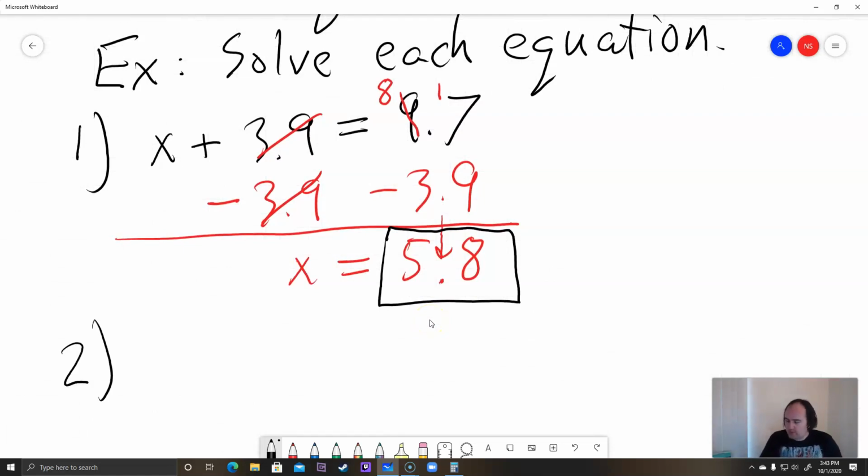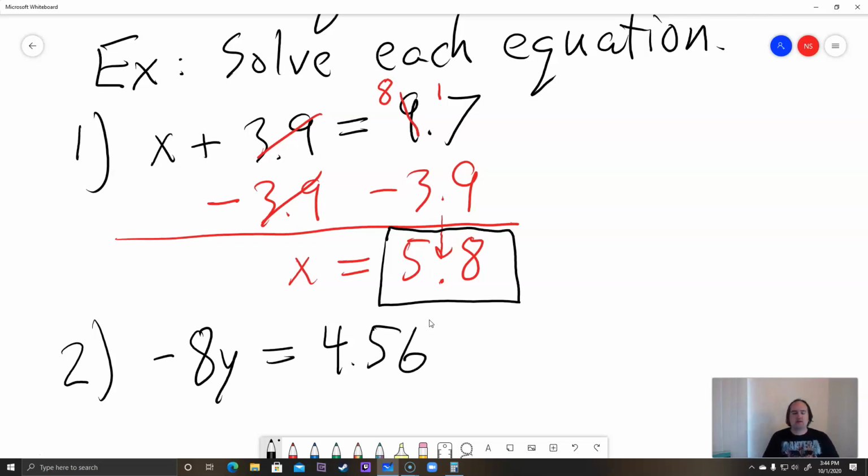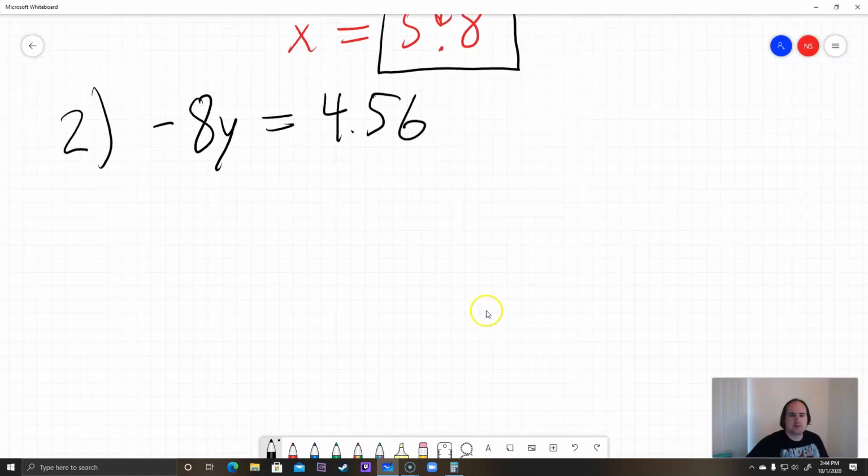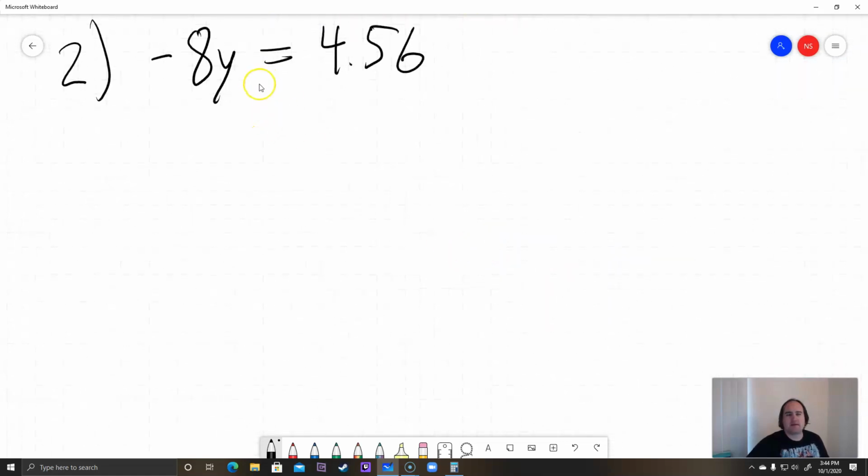Okay, problem number 2. Negative 8y equals 4.56. To do this problem, we need to isolate the variable, which is y.